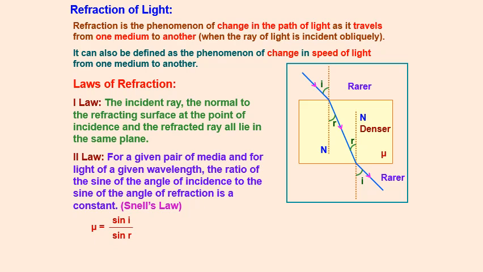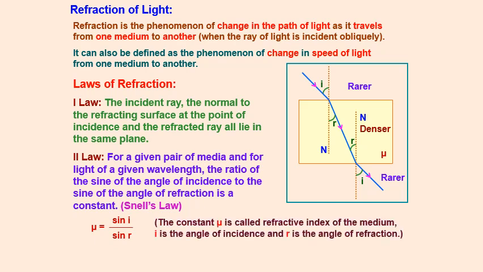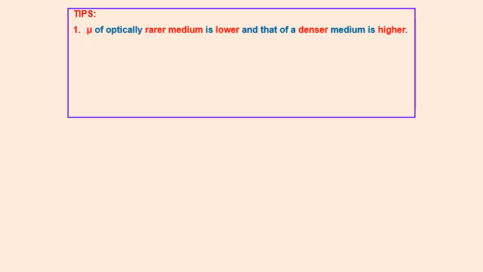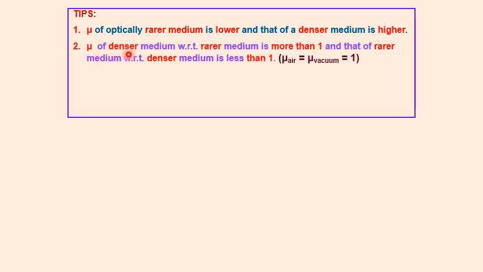Numerically, it can be written as mu is equal to sin i upon sin r. The constant mu is called the refractive index of the medium, i is the angle of incidence and r is the angle of refraction. Tips: mu of optically rarer medium is lower and that of denser medium is higher. Mu of denser medium with respect to rarer medium is more than 1 and that of rarer medium with respect to denser medium is less than 1.